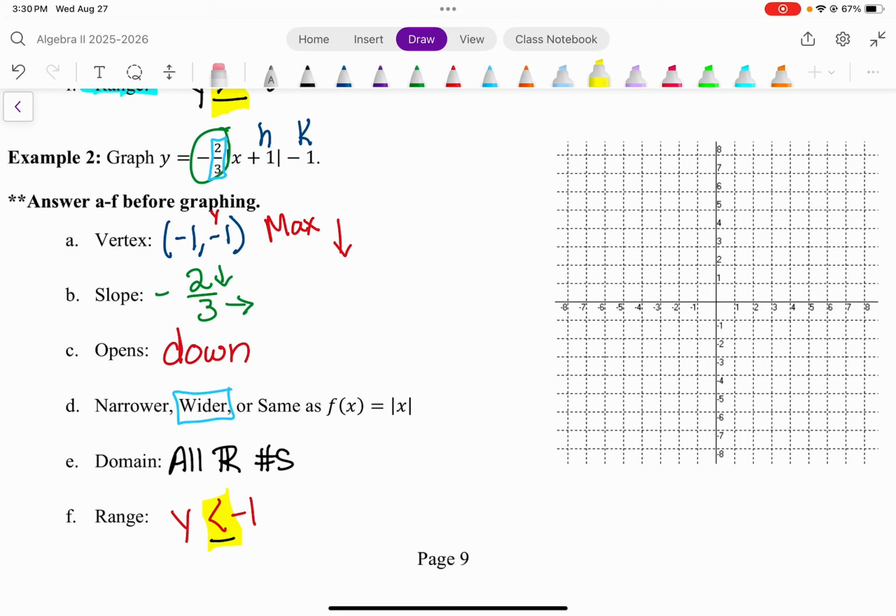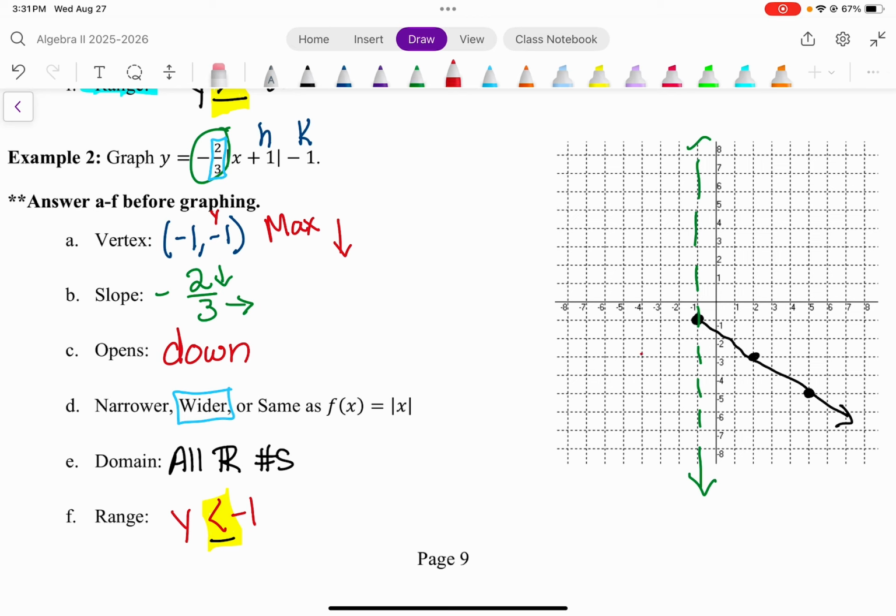Okay, now that we have that covered, we can go ahead and graph our absolute value function. So our vertex was at -1, -1. The slope on the right side was -2/3, so down to right 3, down to right 3. And I'm just going to graph 2 extra points on that side. Now that I have that side graphed, if it's helpful, you can draw that line of symmetry so you can reflect the points over to the other side.